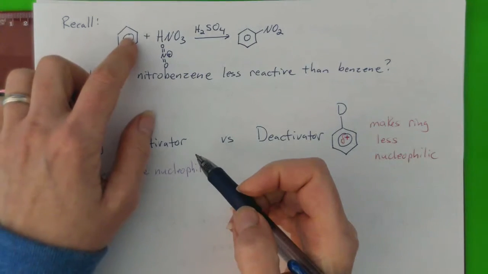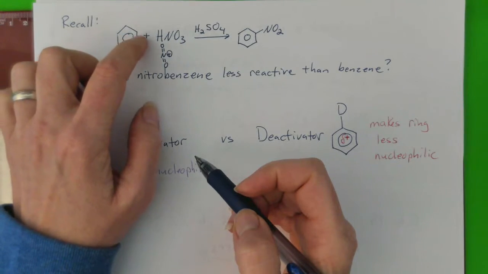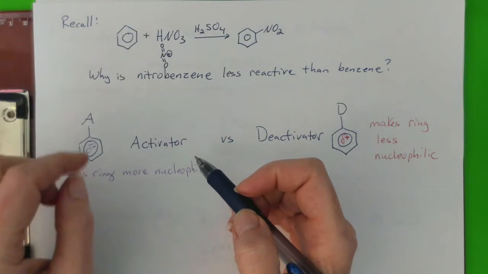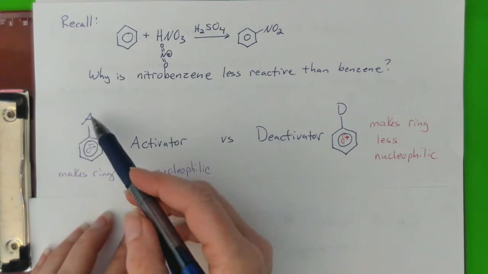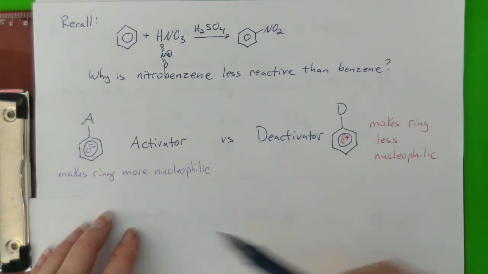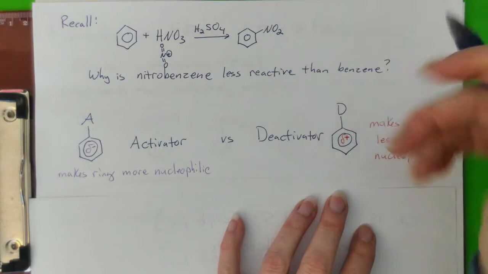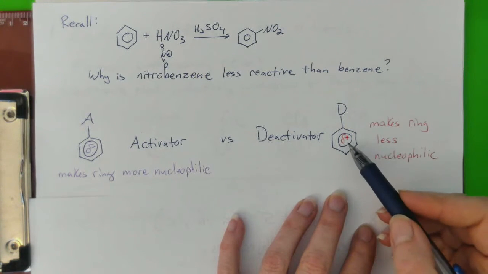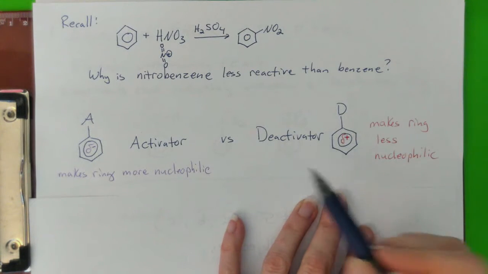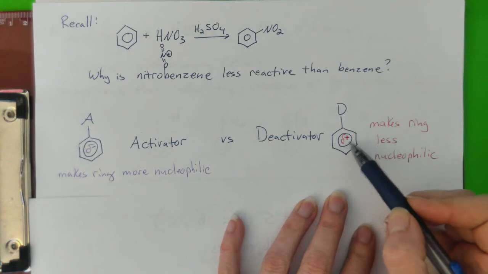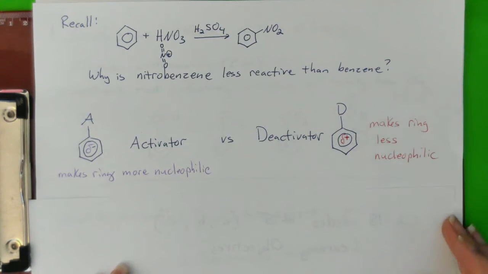So if we push electron density into the ring, remember that the benzene ring is serving as the nucleophile to attack the electrophile. So the more electron density we push in, the more activating that group is. Now, the more the substituent or the group on the benzene ring withdraws electron density from the ring, then it makes the ring less nucleophilic, then that group is classified as a deactivator. So this is a partial positive charge here that I've put in the ring, because whatever D is, it's withdrawing electron density from the ring.